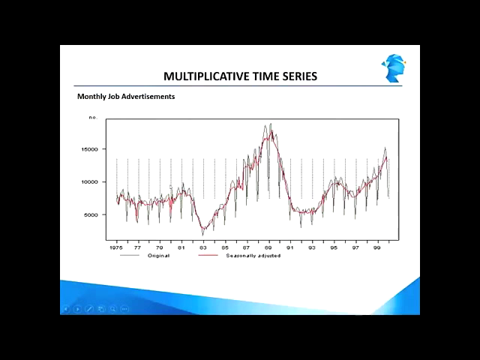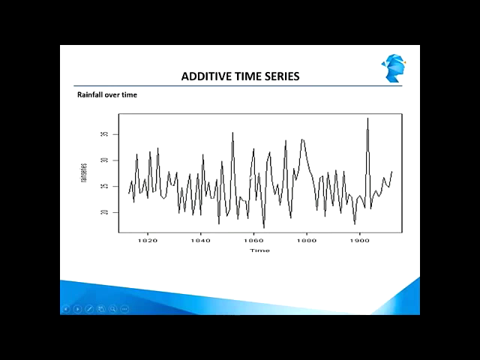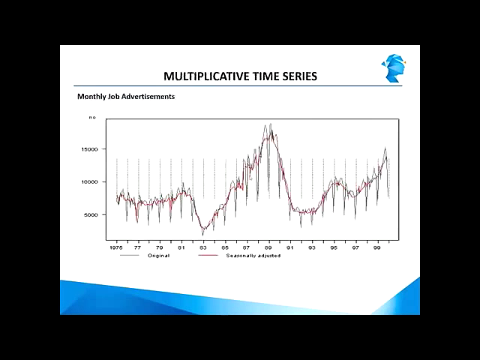Now let's have a look at the multiplicative time series. This is a time series of monthly job advertisements. If you compare this time series with the previous one, with the additive one, here's the additive one and here's the multiplicative one, you definitely do see noticeable differences. And what is the difference? As you progress across time, that is, as the level of the time series changes, the fluctuations change.